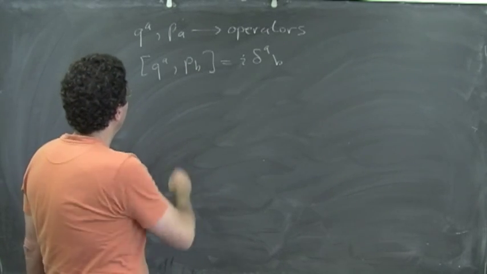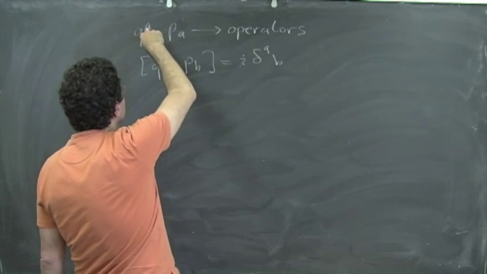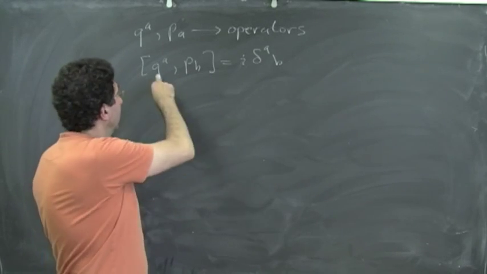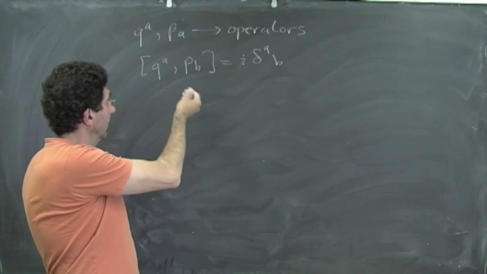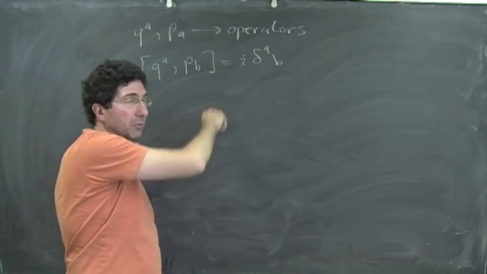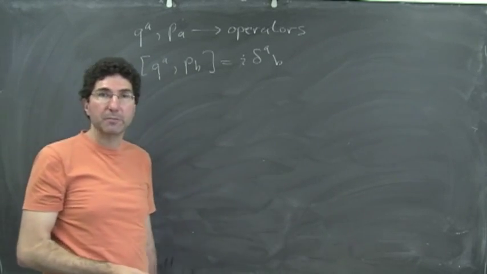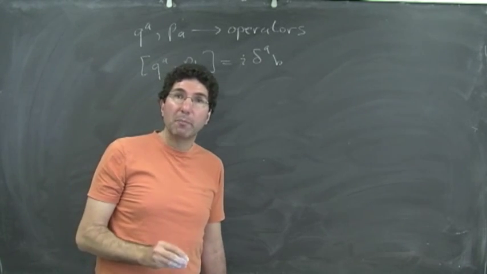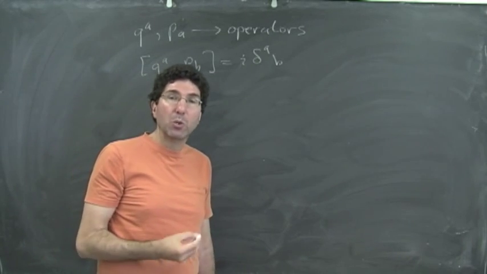What this says is that if I have multiple degrees of freedom, a, b, and so on, they are all independent. The positions and momenta corresponding to different degrees of freedom commute, but the ones corresponding to the same degree of freedom have this famous canonical commutation relation. All right, let's make a word about Schrödinger versus Heisenberg picture here.